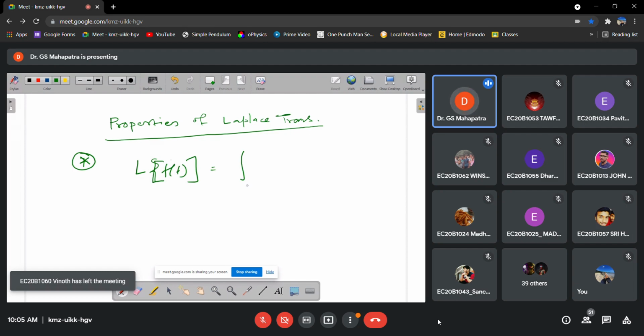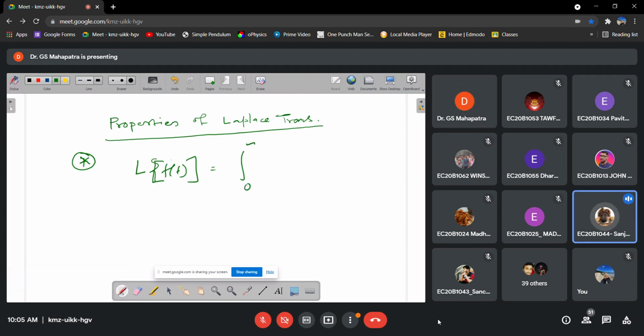Somebody can prompt, I will write. Integral 0 to infinity e power minus st into f of t dt. Very good. Is it correct? Now I will ask you some questions before writing any properties.